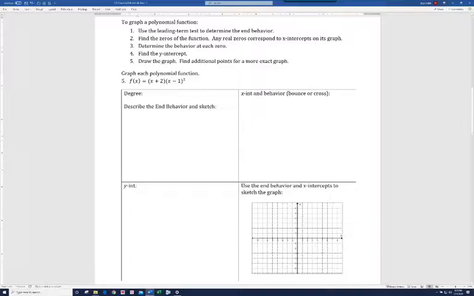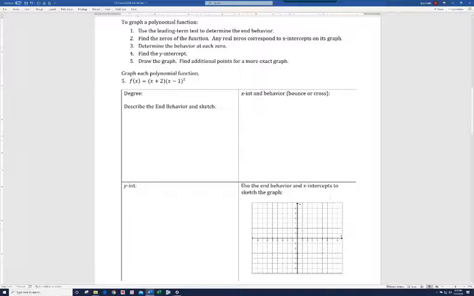Number 4, find the Y-intercept. That's probably the least important one of the bunch. And then 5, we draw the graph. If we need to, we can find additional points. You can always do that by just plugging in some x values. All right, so let's go ahead and get started.